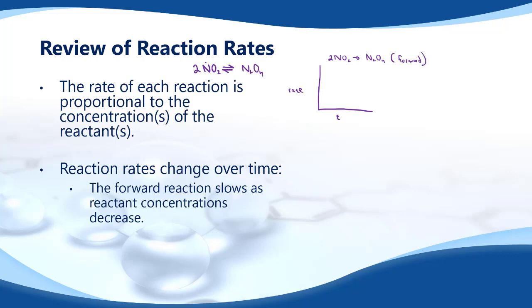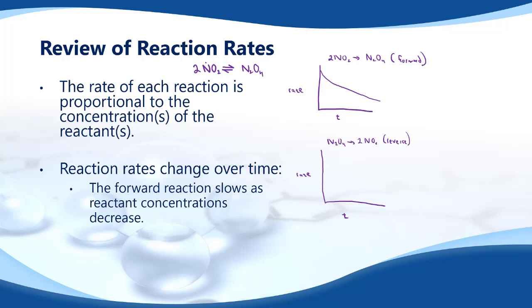As the reaction proceeds, the concentration goes down, which means the rate of reaction will slow down. Now, similarly, if we talk about the reverse reaction, we start with no product. So the reverse reaction actually has a very low rate to begin with. This is going to be N2O4 making NO2. This is our reverse reaction, rate versus time.